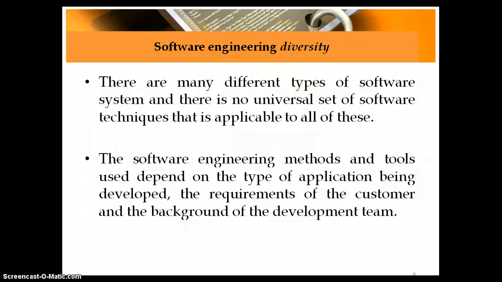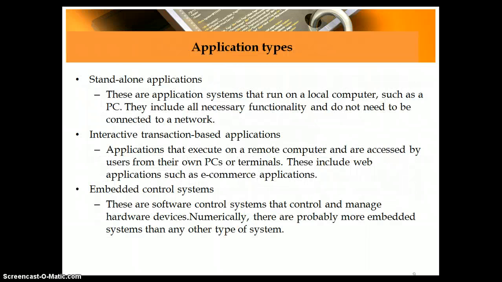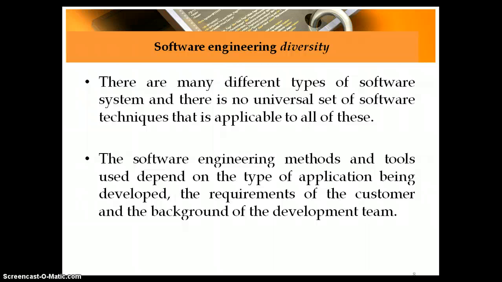Software engineering diversity. There are different types of software system, and there is no universal set of software techniques that is applicable to all of them. Different software needs different activities, different processes, different people, different knowledge, different techniques to develop. The software engineering methods and tools used depend on the type of application being developed, the requirements of the customer, and the background of the development team, of course.